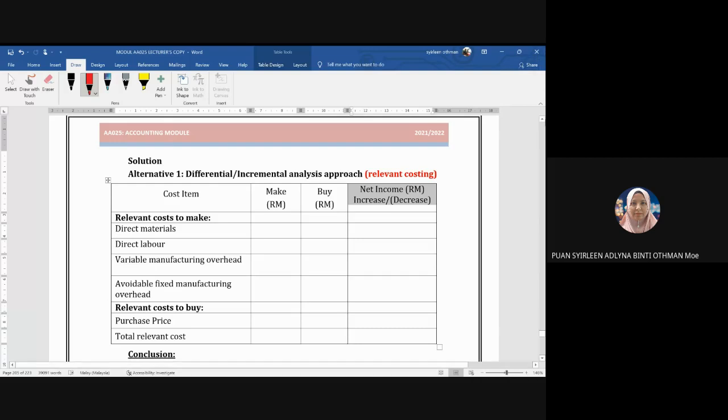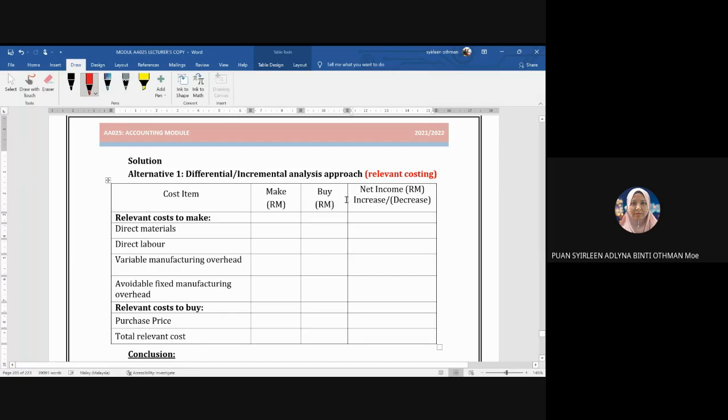Okay, alright, so the last column in your table is net income. Okay, net income tu ialah sama ada increase or decrease. Kalau berlaku pengurangan kepada untung, dia nombor tu adalah dalam bracket. Kalau berlaku peningkatan dalam untung, the number is like normal numbers lah without any brackets.